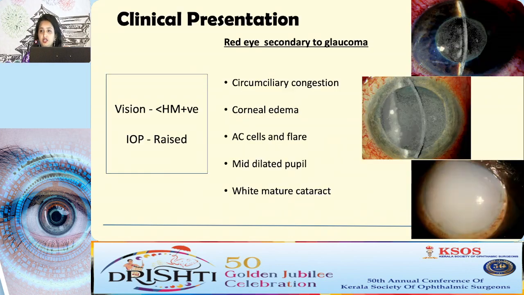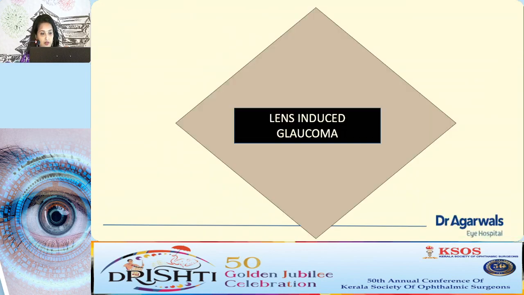In such conditions, patients normally present with vision that is less than hand movements with a raised IOP of more than 30 to 40 millimeter mercury, and they present with circumciliary congestion and corneal edema. AC cells and flares can be identified in case the cornea is not cloudy, a mid-dilated pupil as well as a white mature cataract.